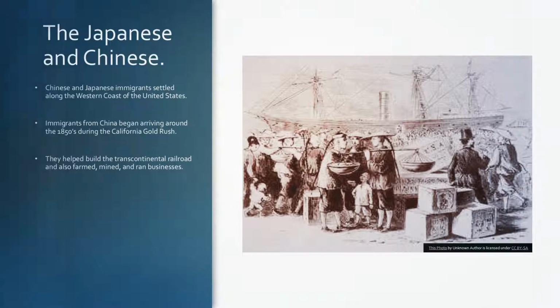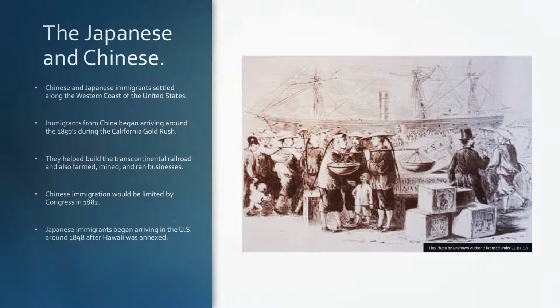Immigrants from China began arriving around the 1850s during the California Gold Rush. You can see a picture of some Chinese immigrants in California and on the western coast here during the time period. Many Chinese immigrants were responsible for helping to build the Transcontinental Railroad. They also farmed, they mined, and they also ran their own businesses as well.